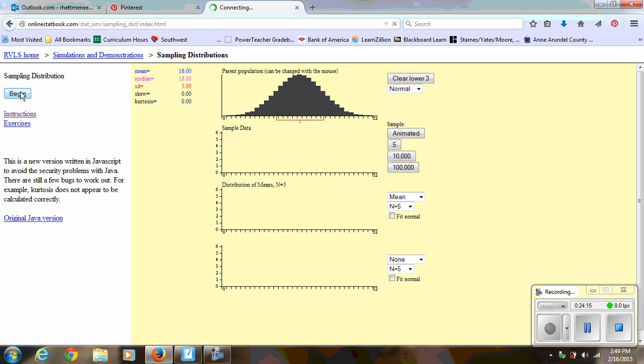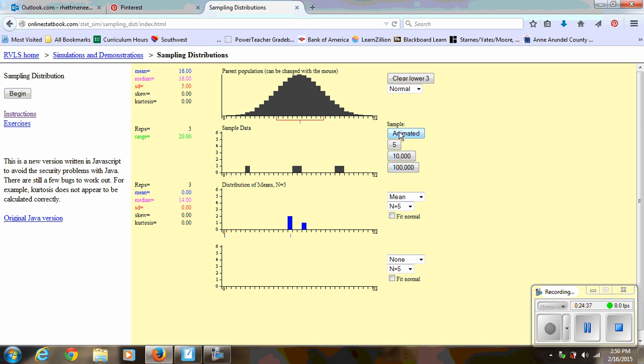So as I hit begin, let's see. So those are the 5 individuals that were randomly selected from my population. The mean was calculated and then dropped down to the number line here. If I were to take another sample, notice it's going to be a different 5 individuals. And in that case, notice that the mean was the same as the one before.